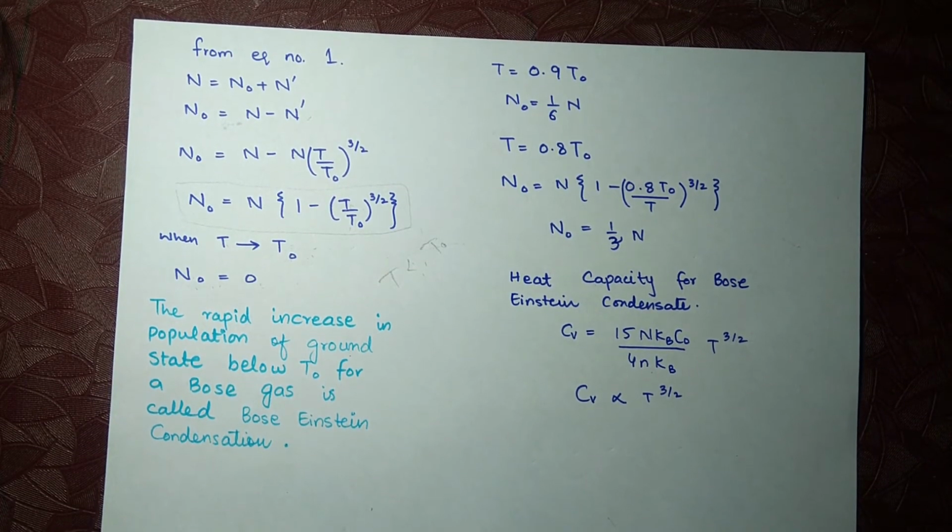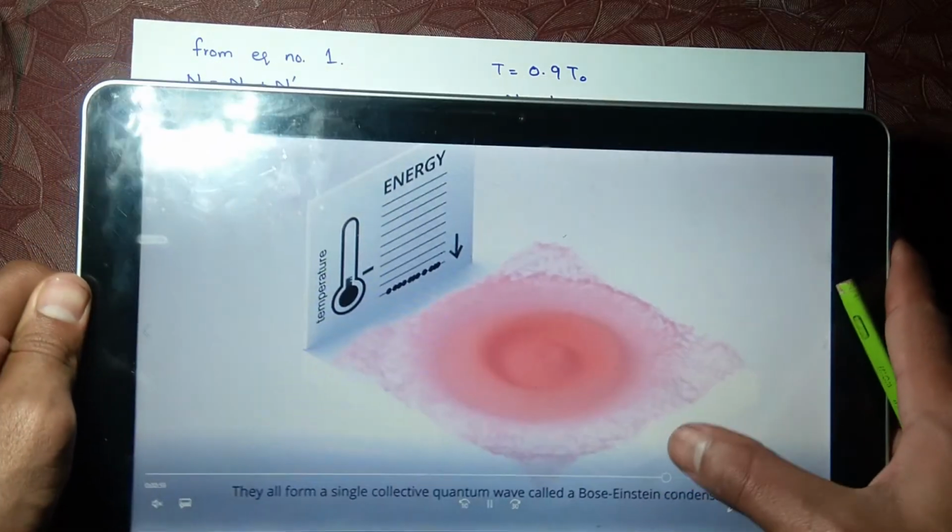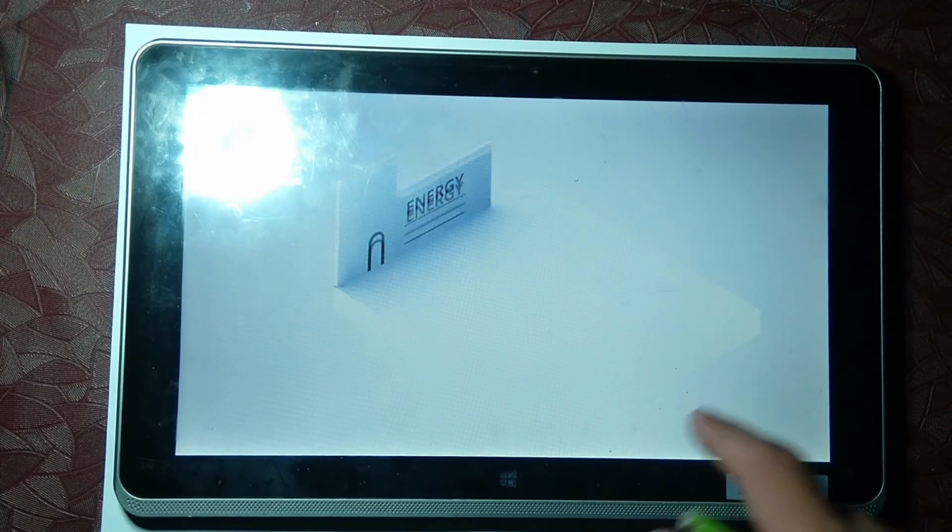Here we have, okay, here we have. I should have turned off my lights.